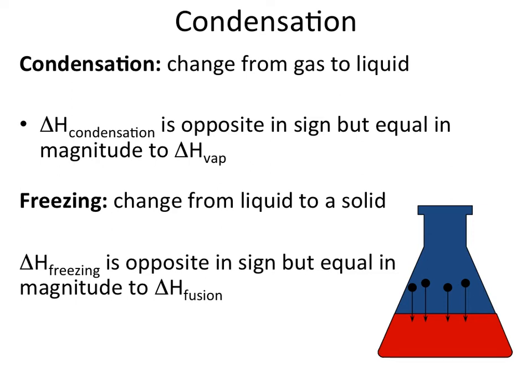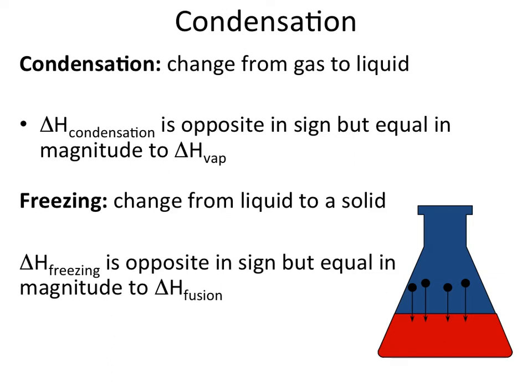Basically, we've been talking about the endothermic processes, the vaporization, the melting, etc. Okay, so condensation and freezing are basically just the opposite processes of what we've been talking about. And what you need to understand with these is that the enthalpy of condensation and the enthalpy of freezing are going to be equal in magnitude, but opposite in sign of the vaporization and fusion processes.